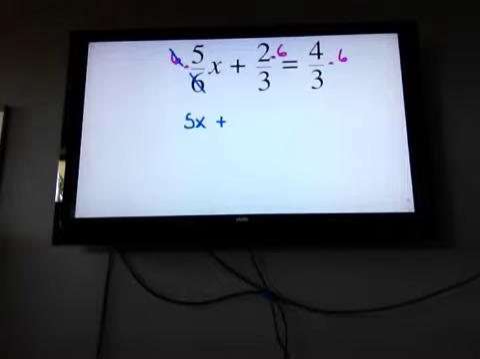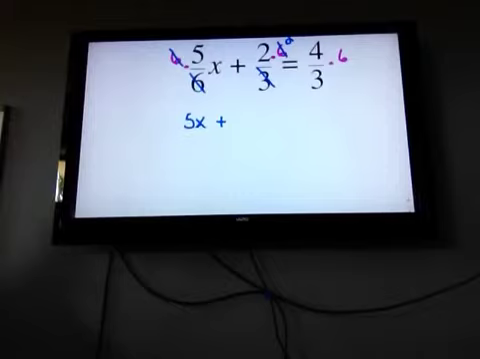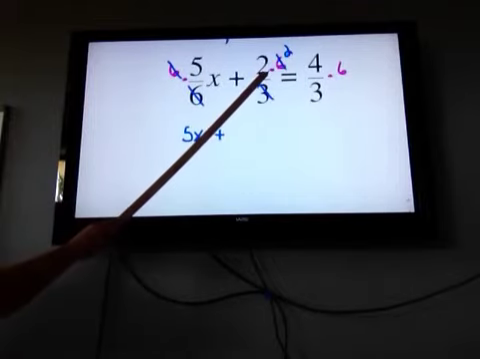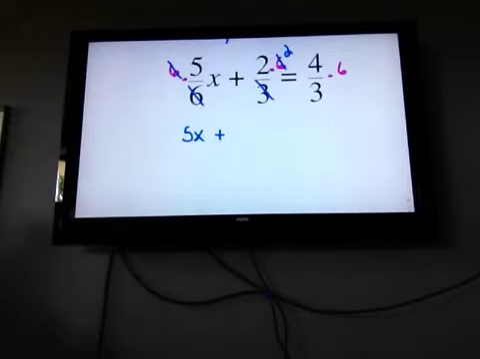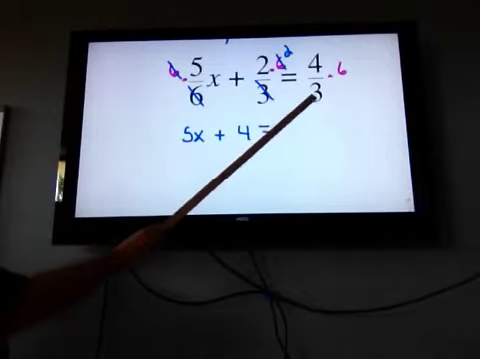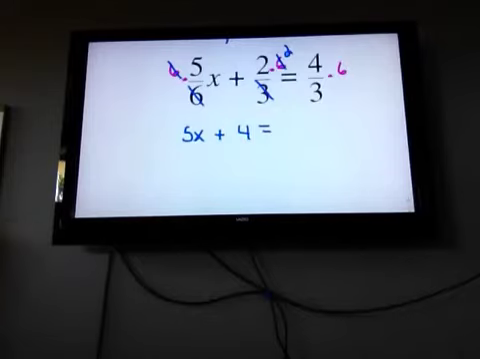Plus, on the next one, 3 cancels, not completely though, divides into 6 twice. And then you're left with the 2 that was there already, times the 2 you just got, so 2 times 2, which is 4, equals, and on the right side, my 3 is going to cancel, but not completely. 3 cancels, divides into 6 twice, and I'm left with 4 times 2, or 8.